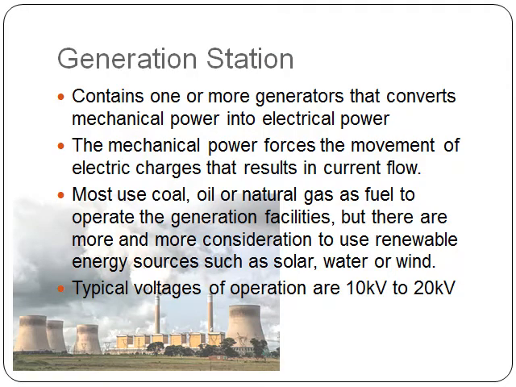Most use coal, oil, or natural gas as fuel to operate the generation facilities. But now there are more and more considerations to use renewable energy sources such as solar, water, or wind. The typical voltages of operation in the generation stations are from 10 kV to 20 kV.